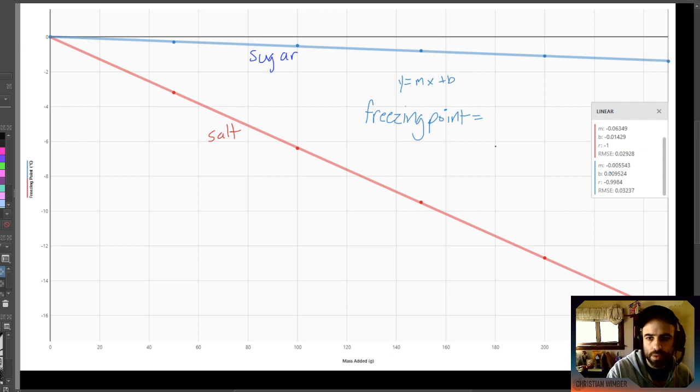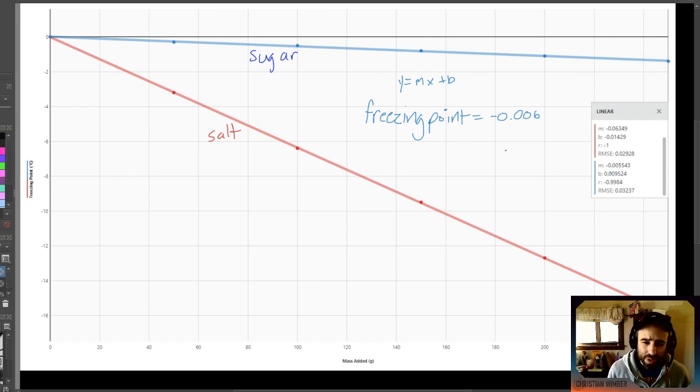So freezing point will be equal to the value for m for the sugar, which is negative 0.0055. I'm going to round that to negative 0.006. I'd be fine if you kept it at 0.0055 or 543 or whatever. But just for the sake of making things a little bit simpler, I'm going to round it.